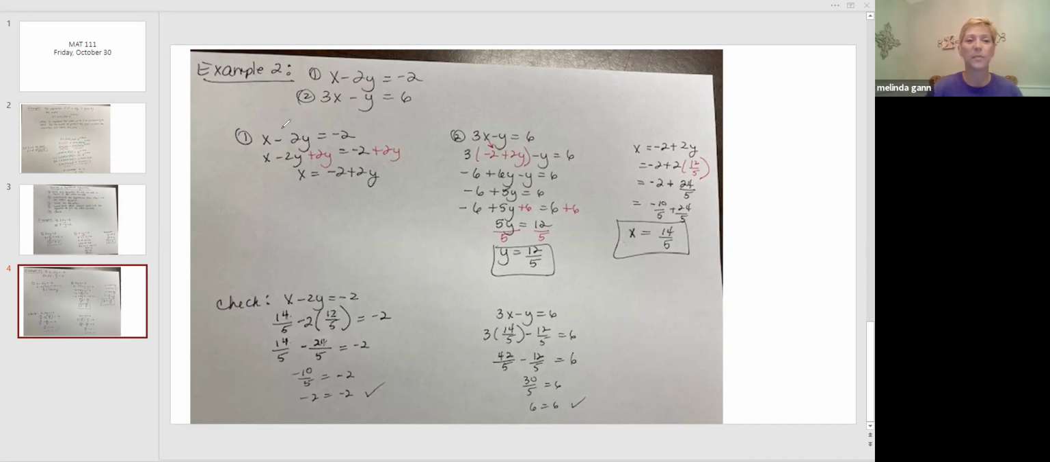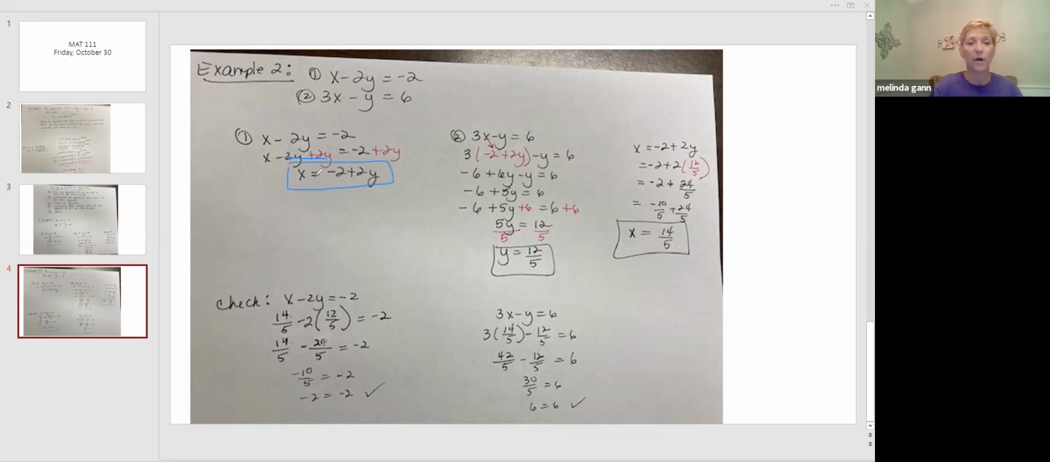So do you see how this would be easier to make it say x equals than it would be to make it say y equals? So do whichever one's easiest. So I'm going to make this say x equals. So to get rid of that minus 2y, I've got to add 2y to both sides. So remember that minus 2y plus 2y goes out and leaves me x. And so I'll get x as a negative 2 plus 2y. So that's what that meant by solve for one variable in terms of the other variable.